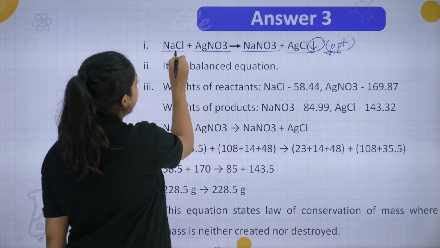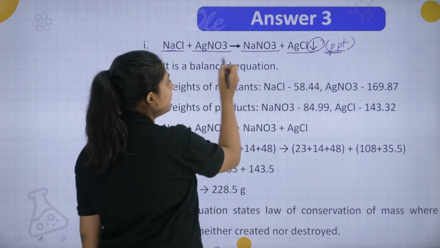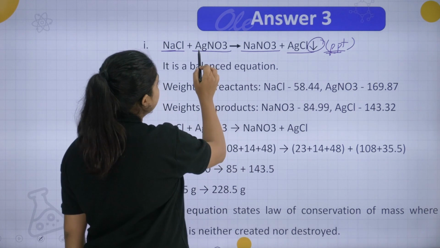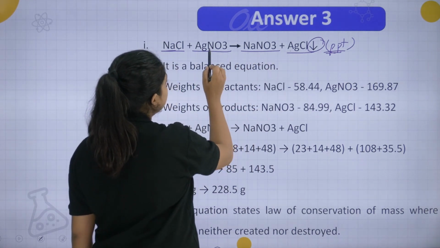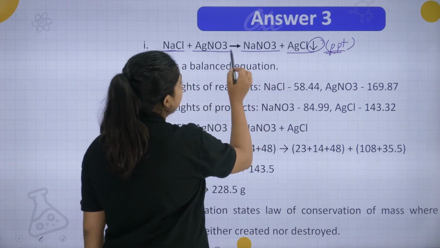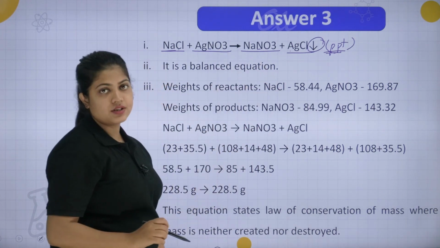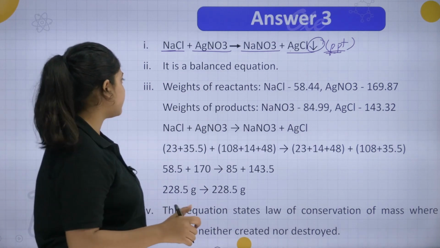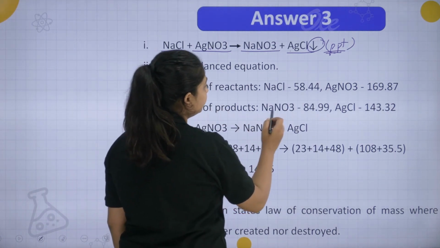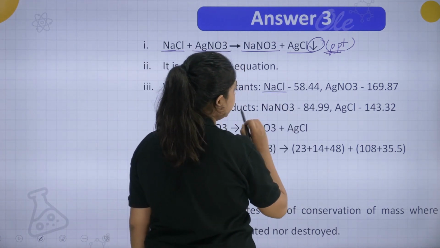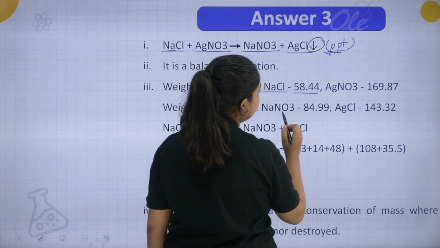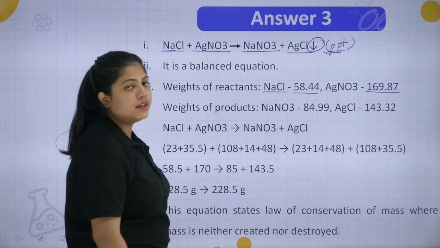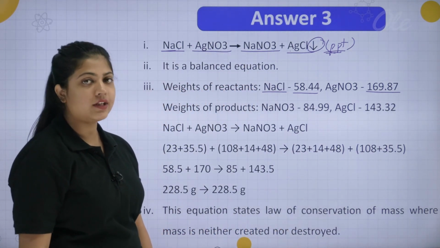If we see, one atom of sodium, one atom of sodium, one atom of Cl, one atom of Cl, one atom of Ag, one atom of Ag, one atom of nitrogen, one atom of nitrogen, 3 atoms of oxygen, and here also 3 atoms of oxygen. So it is balanced. Weights of reactants, if we calculate the weight here, NaCl would be 58.44 and AgNO3 would be 169.87. How are you going to calculate the molecular mass?